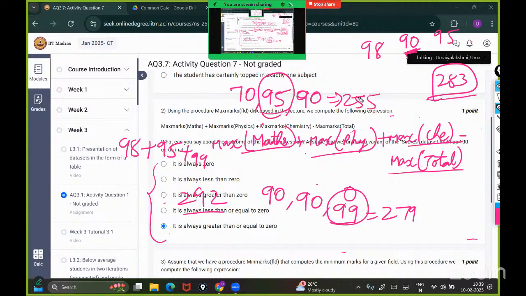Is that clear? Yes, ma'am. So that's why it can be greater than 0, because it's not necessary that the same person has to score the maximum in all. It's like greater than or equal to 0 will be the possibility. A person may have scored the highest in one subject but not in the other subjects. The possibility can be like that also. Is that clear? Yes, ma'am. Thank you.